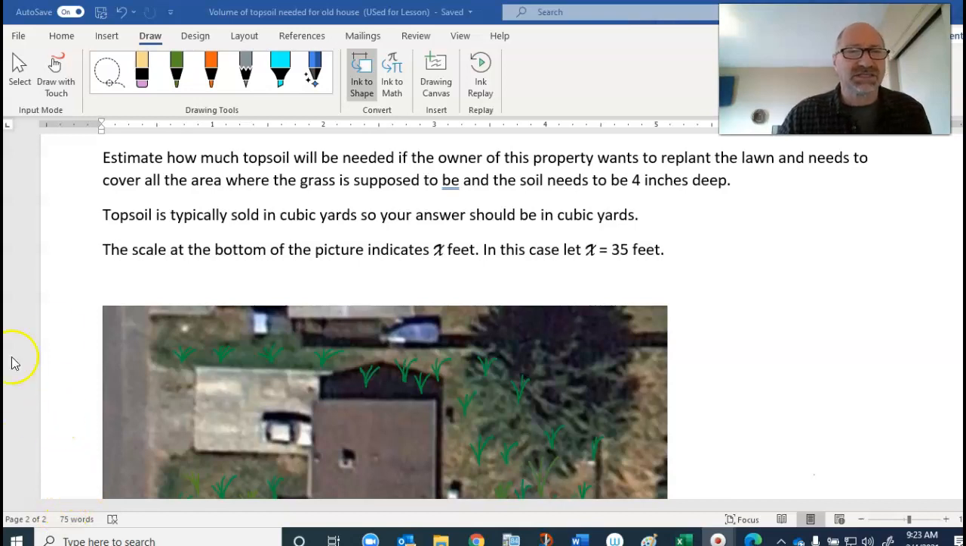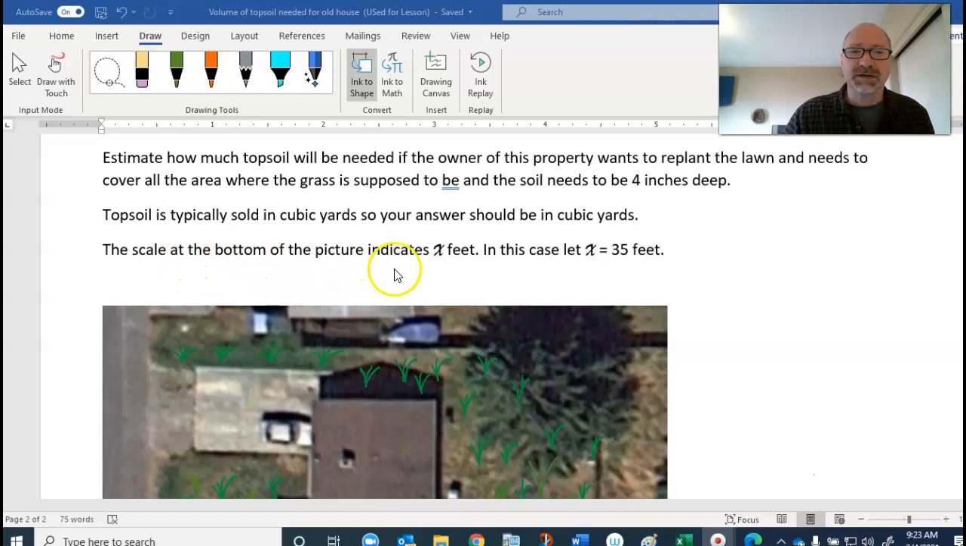So this asks us to estimate how much soil will be needed if the owner of this property wants to replant the lawn and needs to cover all the area where the grass is supposed to be, and the soil needs to be 4 inches deep. Topsoil is typically sold in cubic yards, so your answer should be in cubic yards.